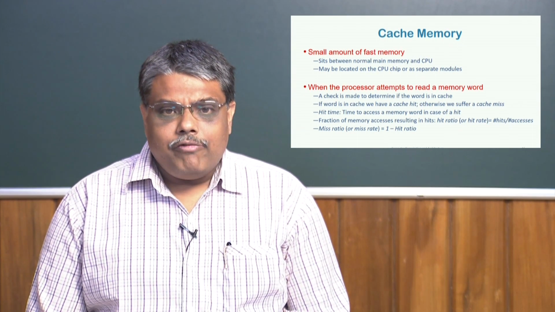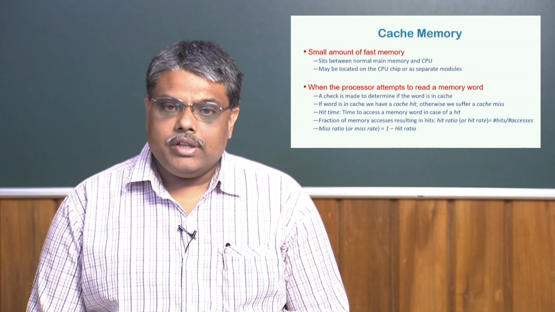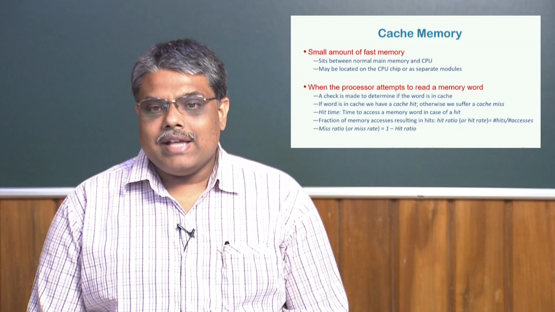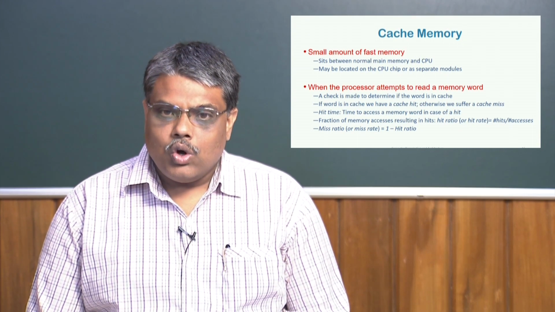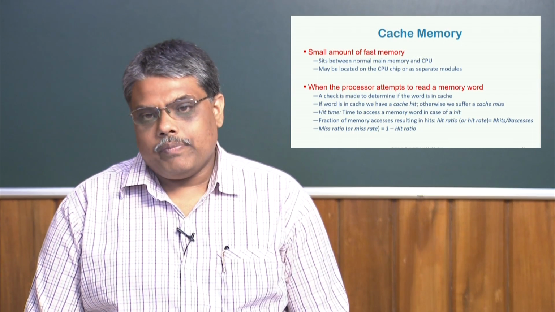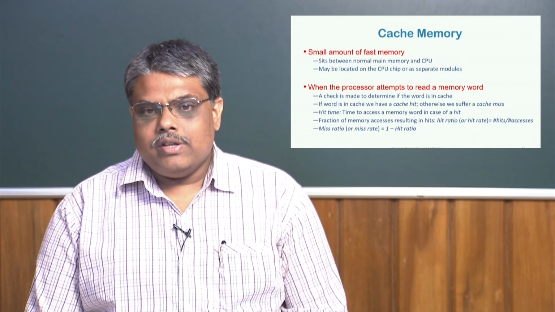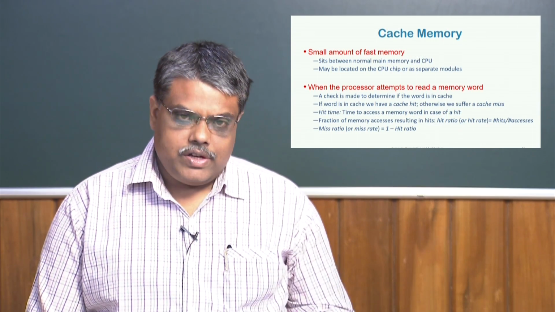The fraction of memory accesses resulting in hits is called the hit ratio or the hit rate, and is defined as the number of cache hits over a given number of accesses on the memory. Miss ratio or miss rate is obviously 1 minus the hit ratio.